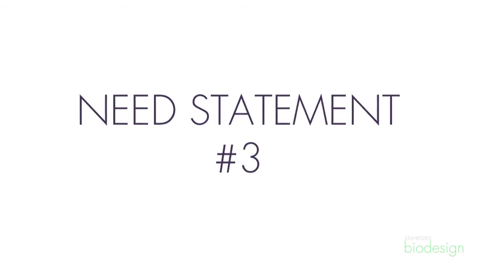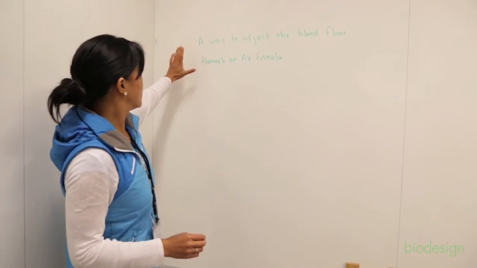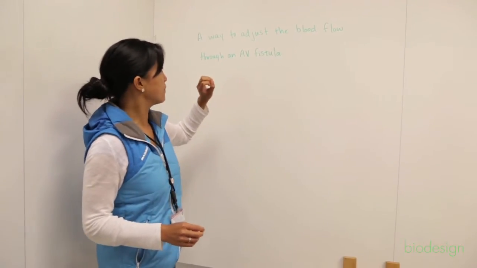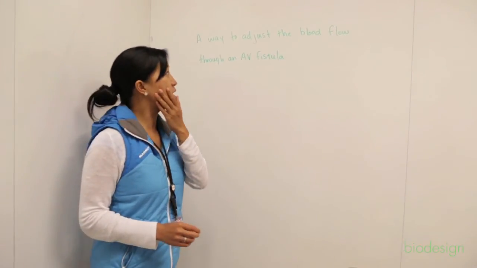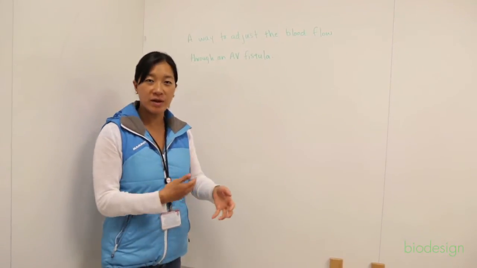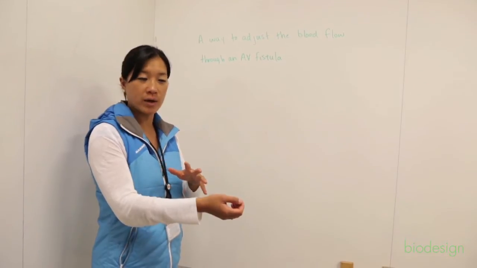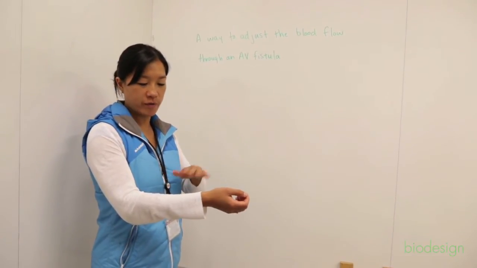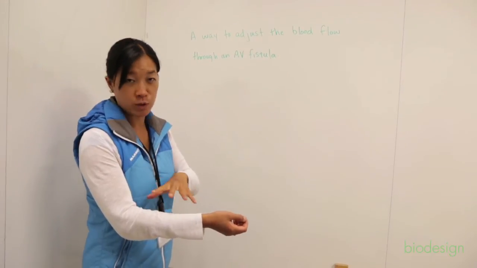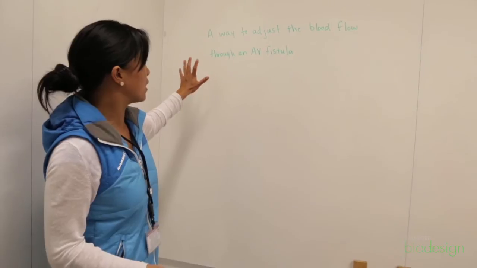One of the other needs we found in patients with end-stage renal disease who are on dialysis was a way to adjust the blood flow through an AV fistula. This need came about because some patients, once they have an AV fistula put in, were having extremely high blood flow. You don't even need to measure it, you could just touch it and it would be too much blood and you'd get some steal syndrome. So we came up with this need.